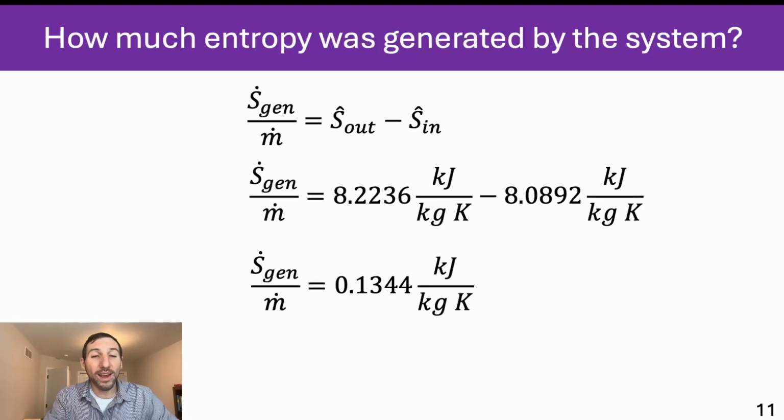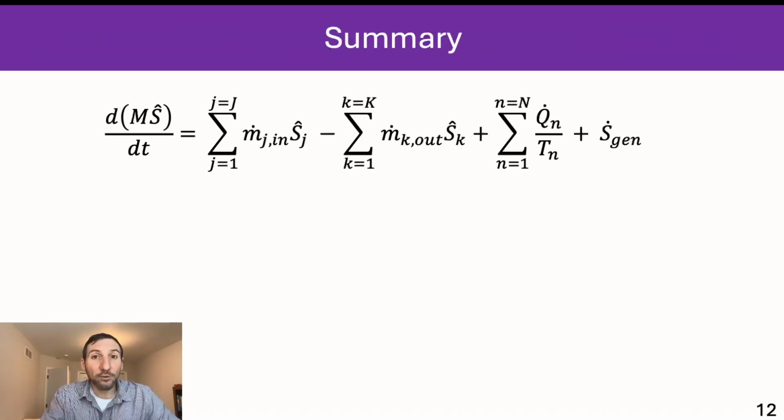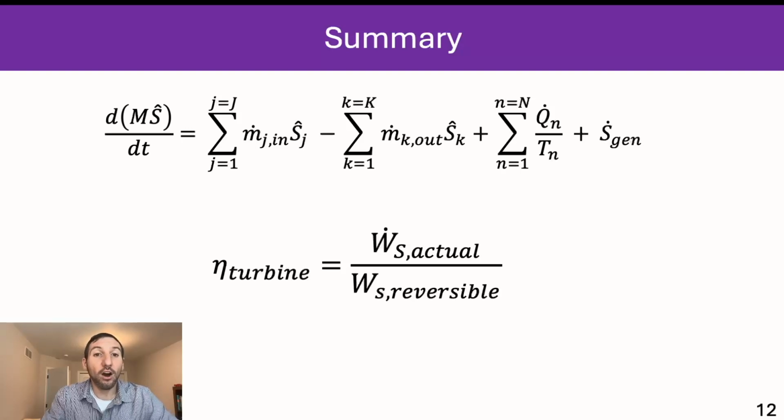And so this is going to wrap up today's video. To summarize and recap what we did, we learned about the entropy balance. We got to apply it to an actual system. We calculated the theoretical amount of work and the actual amount of work that can be done by our system. And we got to use all that information to then calculate the efficiency of our turbine.